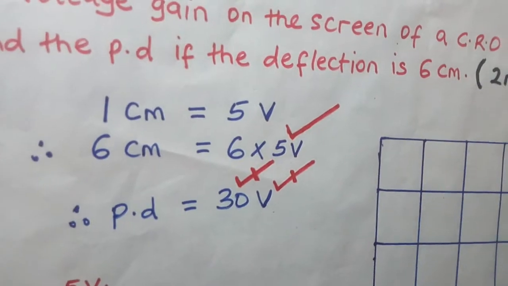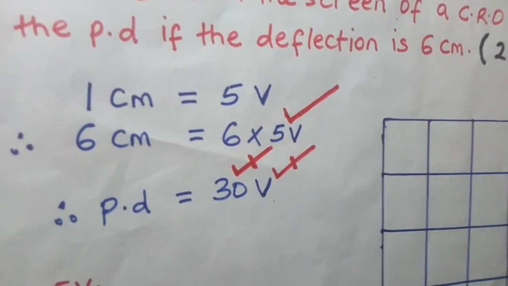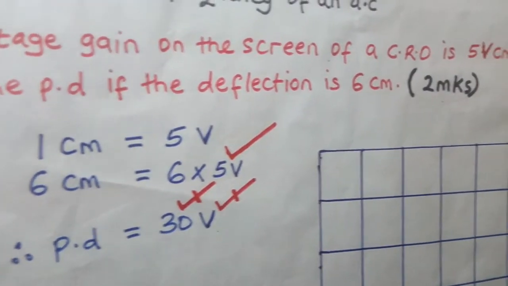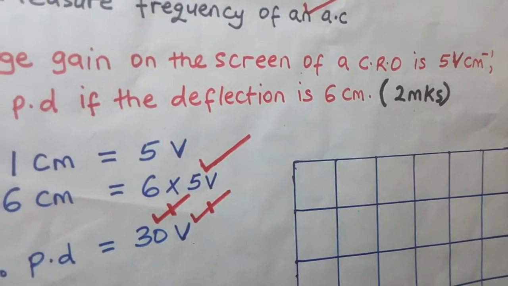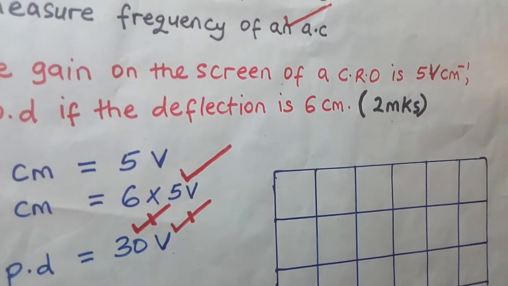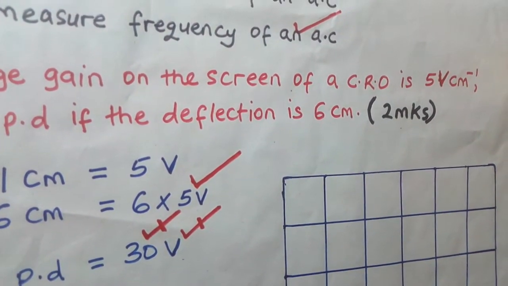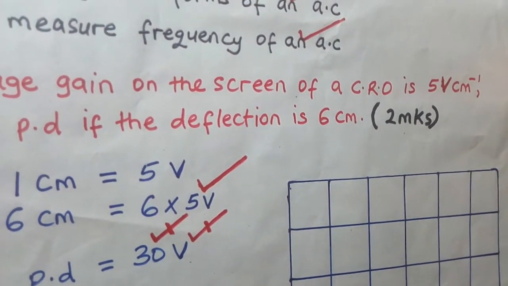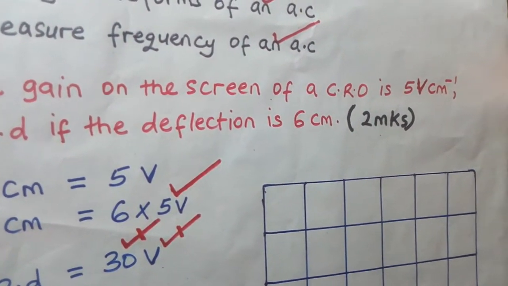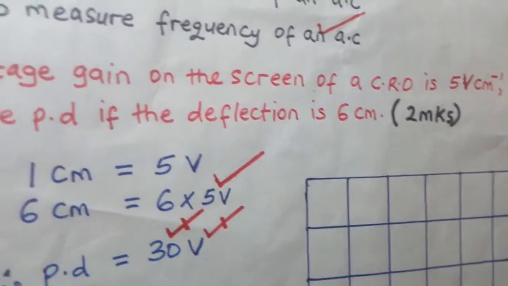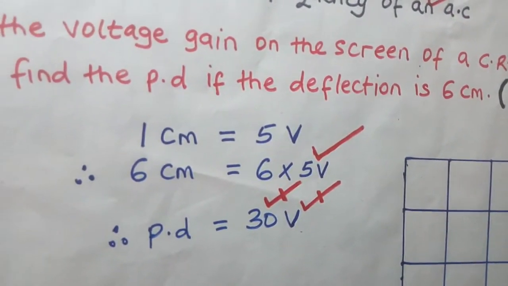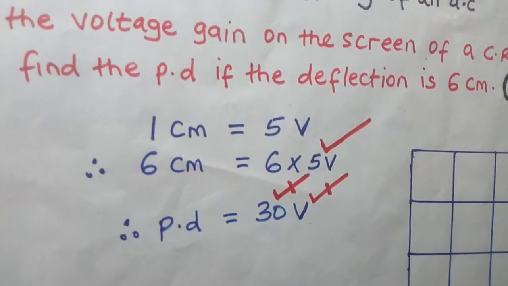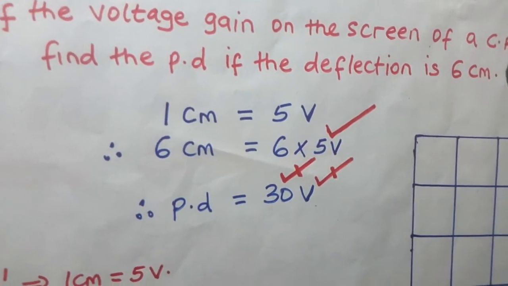So you simply say every 1 centimeter is 5 volts. What about 6 centimeters? In other words, when you have 1 centimeter, the deflection causes 5 volts. What about 6 centimeters? It's like saying 1 egg is 5 shillings. What about 6 eggs? You multiply.